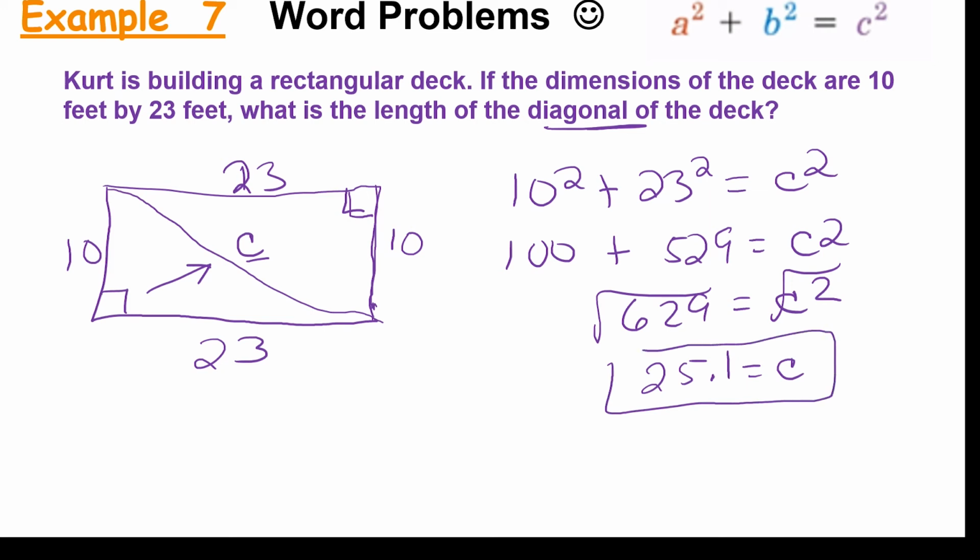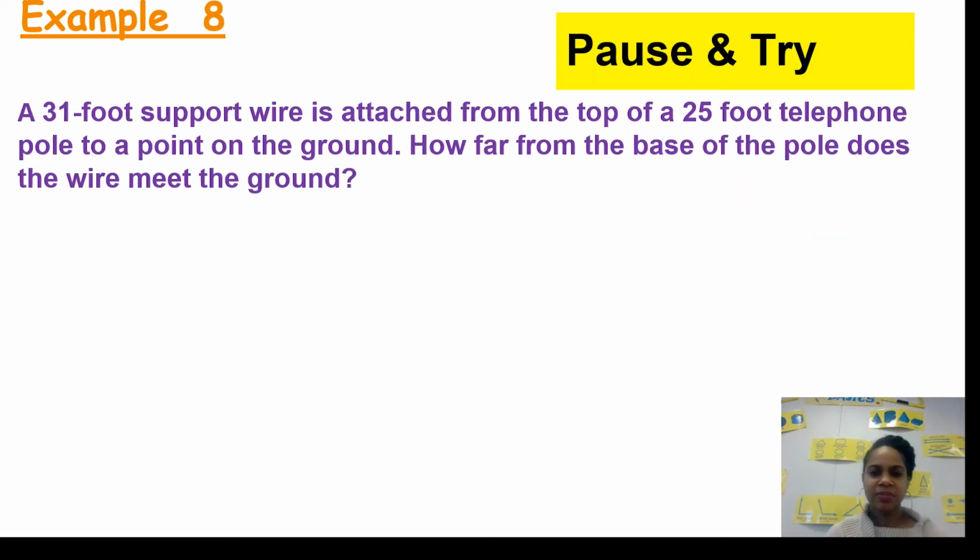Alright, so for this problem, I want you to try it on your own. It says a 31-foot support wire is attached from the top of a 25-foot telephone pole to a point on the ground. How far from the base of the pole does the wire meet the ground? So I would like for you to pause the video and try this problem on your own.